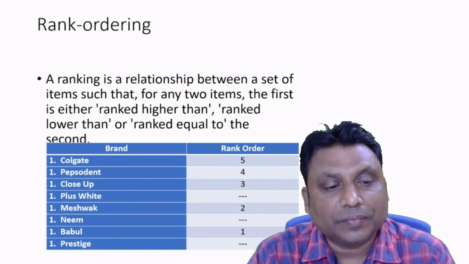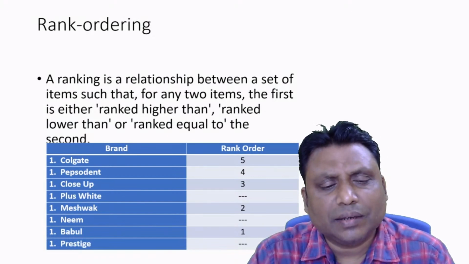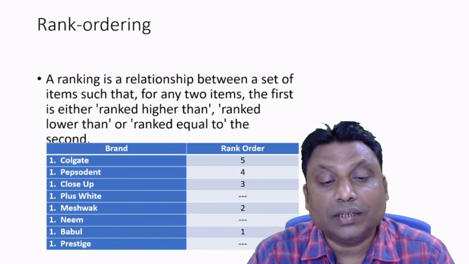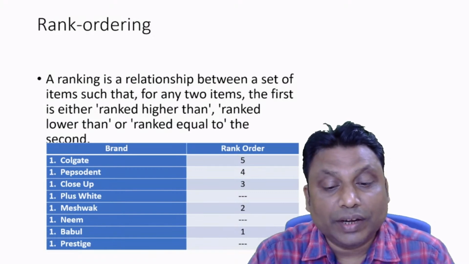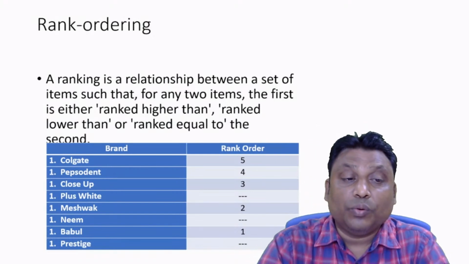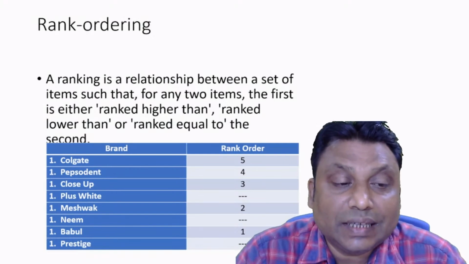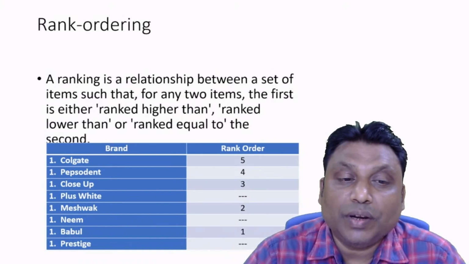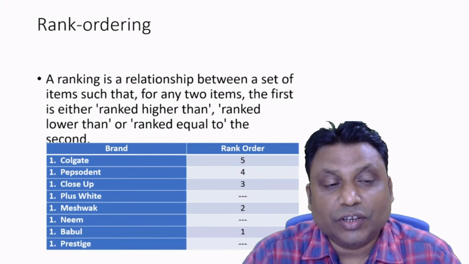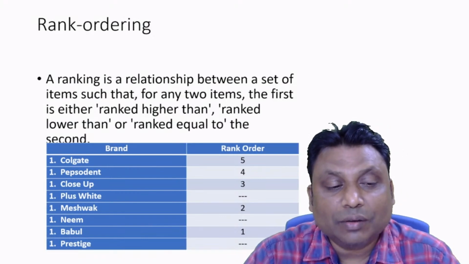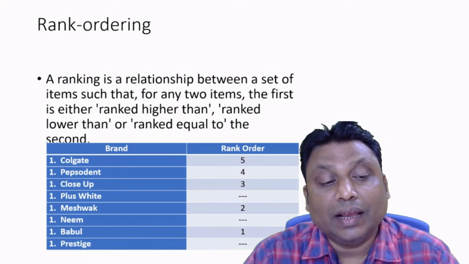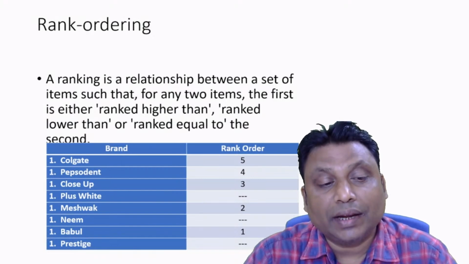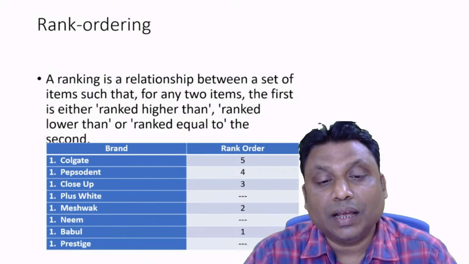Another person may not give Babool number 1; maybe Colgate is number 1, Pepsodent is number 2, Neem is number 3, like this. So when we use this rank ordering, you can easily collect the information from the respondent for analysis. If you do not use a ranking order like this, it is very difficult to find out which type of toothpaste people like, or which brand of toothpaste is more in demand in your market.